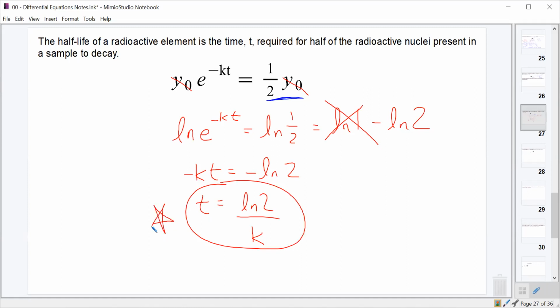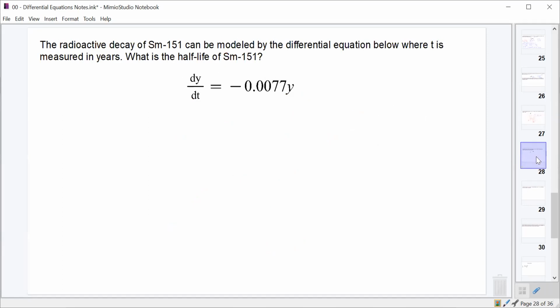especially if you are given a differential equation, dy/dt equals some k times y. You'll immediately know the half-life because you can look at the differential equation, see what the k value is, and then just do natural log of 2 divided by that to find the half-life, which is exactly what we're going to do here. We've got samarium 151 that's modeled with this differential equation where t is measured in years. And we just want to know the half-life.